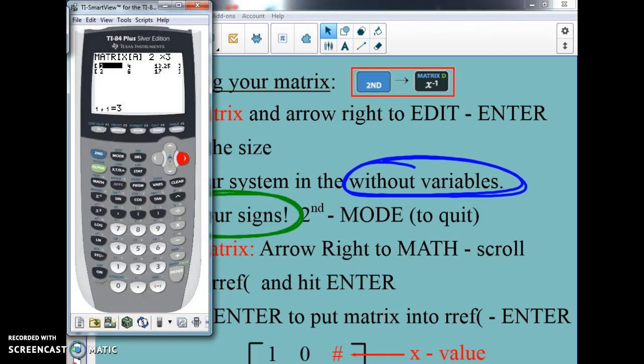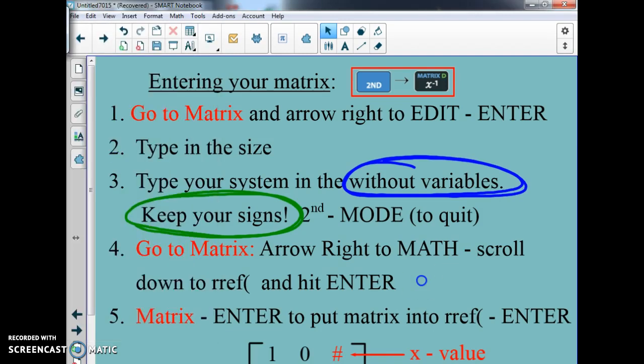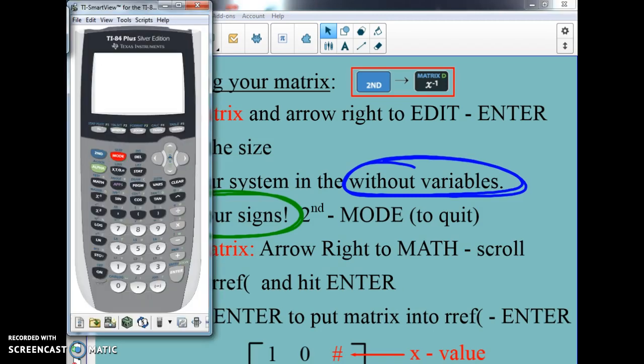After you've entered in your matrix, you're going to hit second mode to quit, okay? Then you have to go right back into the matrix. It seems silly, but you have to do it. You're going to right arrow over to math and then scroll down to ref and hit enter. So again, I would go back into my matrix, second, x to the power of -1. I go over to math. Notice the red lights are showing up on the buttons I'm touching. I go over to math, and I'm going to go down to ref.